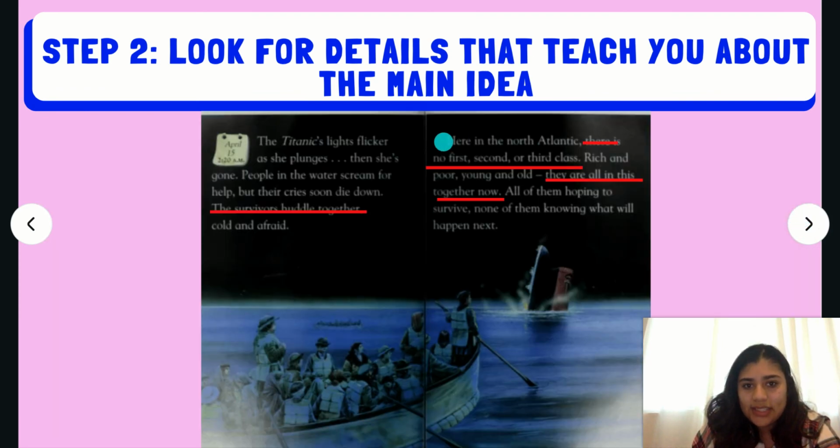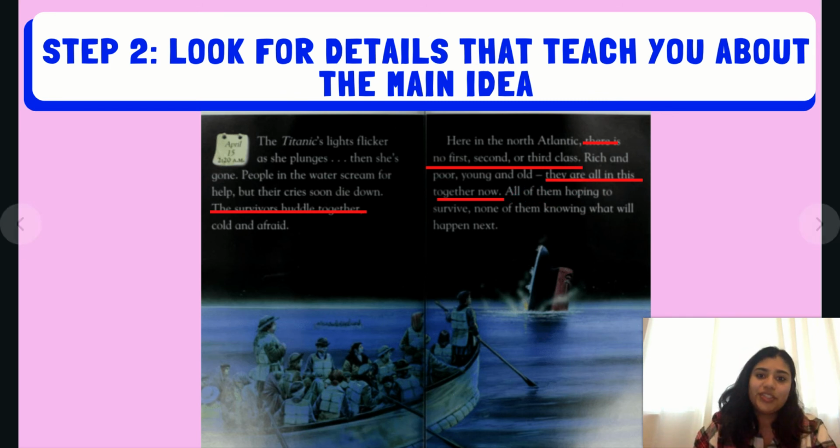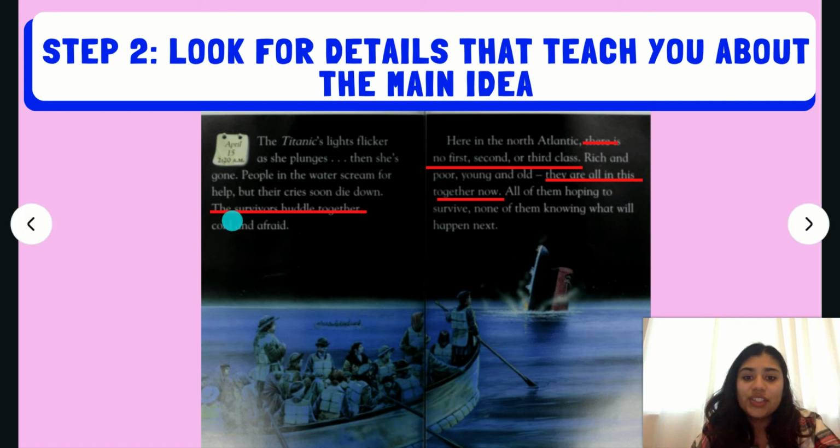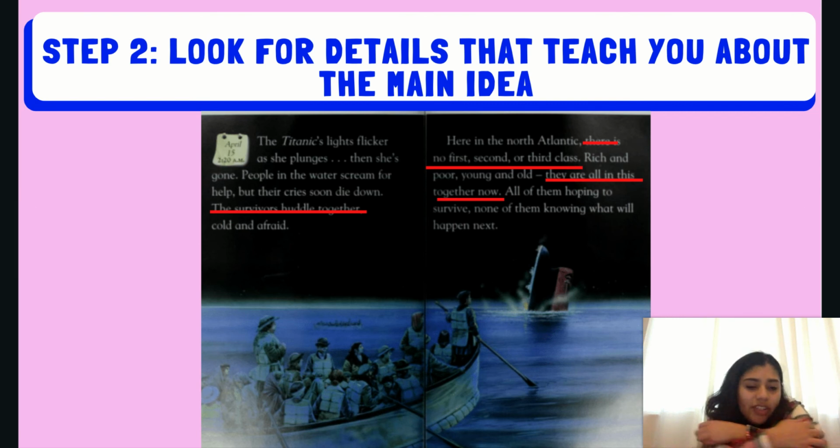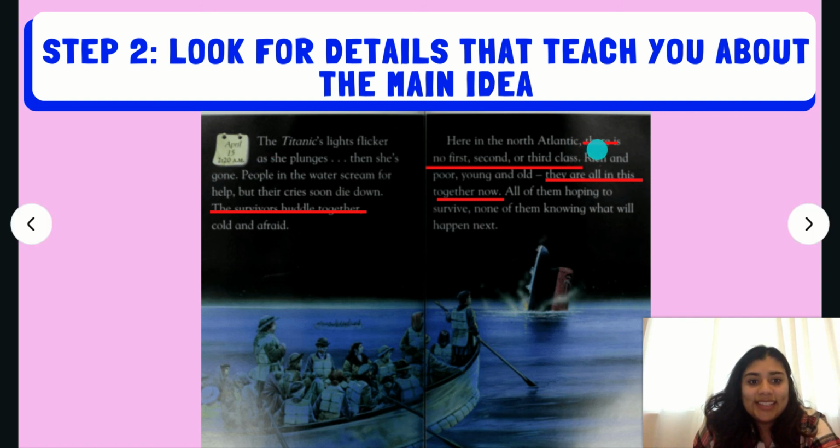Let's take a look at some details. I see the words here, survivors huddle together, cold and afraid. There is no first, second, or third class, and that they're all in this together. Remember that our main idea was that they're coming together to try to survive. So some of the details that I have found is the survivors huddle together. That lets me know they're coming together; if they're huddling, they're getting close. And also the one that says there is no first, second, or third class.